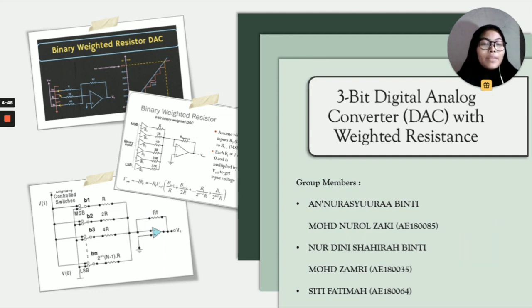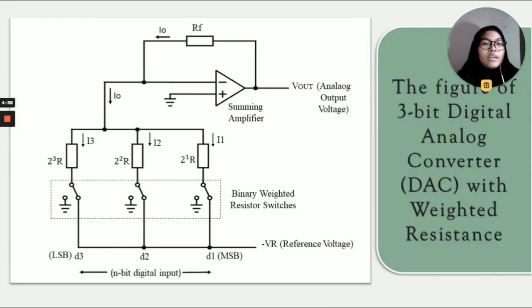And we will present about a 3-bit digital analog converter, DAC, with weighted resistance. The reason why we chose the weighted resistance instead of the R2R non-inverting ladder DAC is because it is simple in construction and it provides fast conversion, even though the R2R non-inverting ladder DAC has more advantages than the weighted resistance.